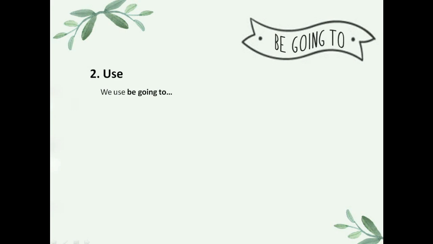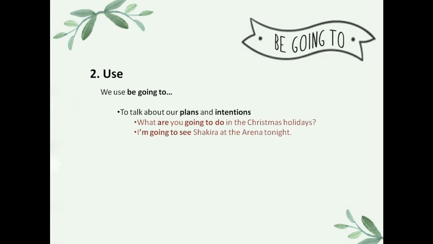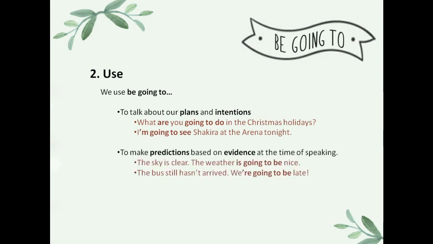Okay, so we use be going to for two things. One, we use be going to talk about our plans and our intentions. Look at the examples. What are you going to do in the Christmas holidays? I'm going to see Shakira at the arena tonight. As you can see, we have made a decision about it, and that means that it is something that we have planned. And we also use be going to make predictions based on evidence at the time of speaking. That means that there is one evidence that we see, and after that we make a prediction. Like in the sky is clear, the weather is going to be nice, or the bus still hasn't arrived, we're going to be late. Here the two evidences are that the sky is clear and that the bus still hasn't arrived.